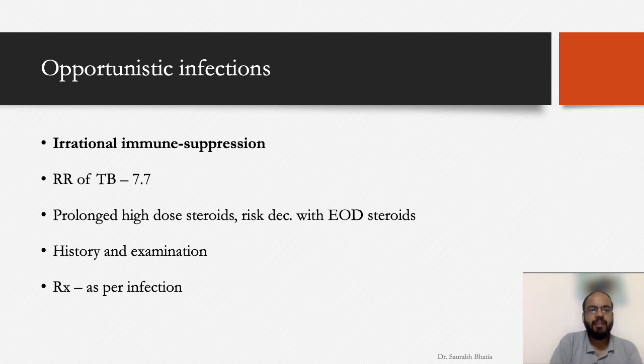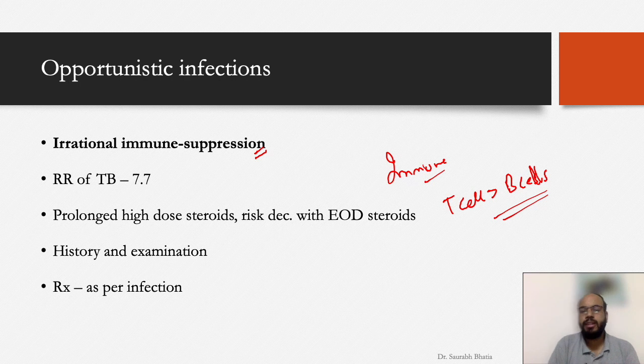Opportunistic infection. That is because of irrational immune suppression. In the previous presentation, we discussed how steroid decreases nearly all cell lines, and one of the major cell lines in that were the immune cells. Majorly, T cells were being suppressed more than B cells. That means cellular immunity and innate immunity is suppressed more than humoral immunity. Clear?